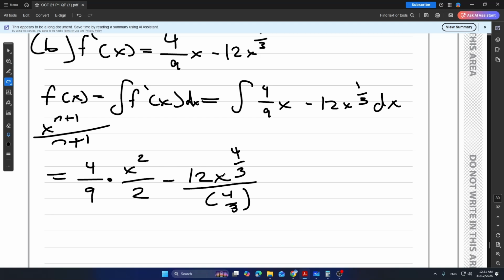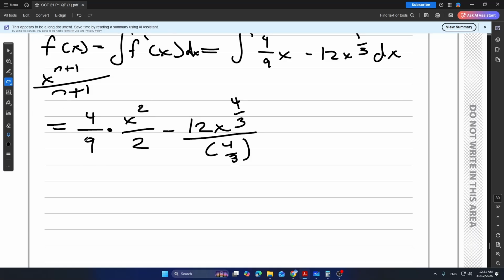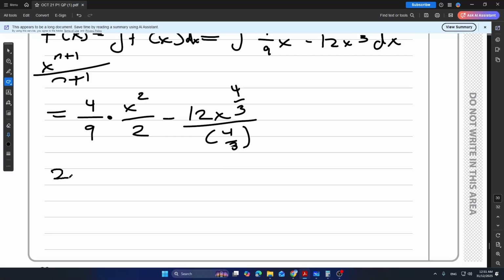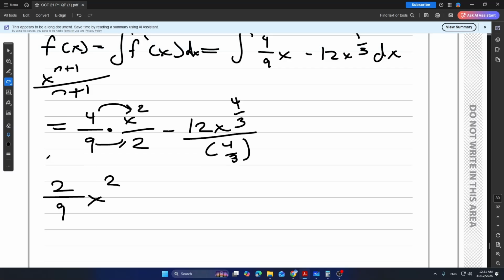Now we just use the calculator to simplify everything. 9 times 2 is 18. 4 over 18 is 2 over 9, so 2 over 9 x squared. Let's simplify, because I'm multiplying the 4 over 9 with the 1 over 2. 9 times 2 is 18, and we get 4 over 18. If we simplify, we get 2 by 9. Simplify means divide both by 2, so 4 divided by 2 is 2, and 18 divided by 2 is 9. And the x squared stays where it is.